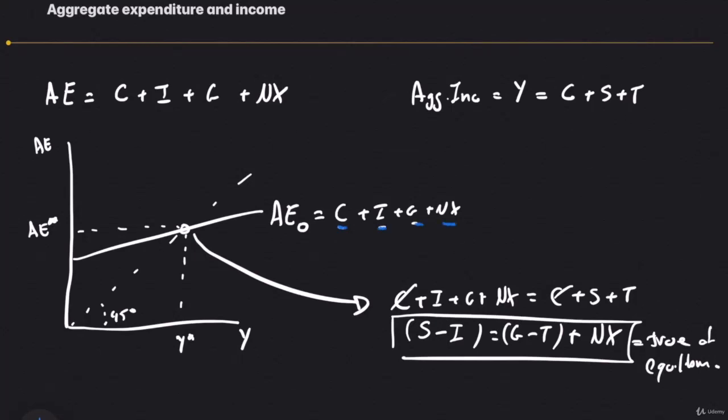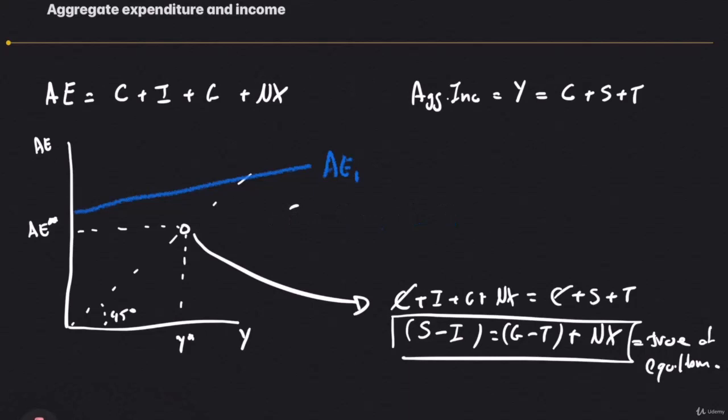But let's say the AE curve shifts upwards. Now I have AE1, where one of these variables, C, I, G, or NX, is different, and we have a shift upwards of the AE curve. Now let's see what happens. Let me get rid of this old stuff, which doesn't exist anymore. And this too doesn't exist.